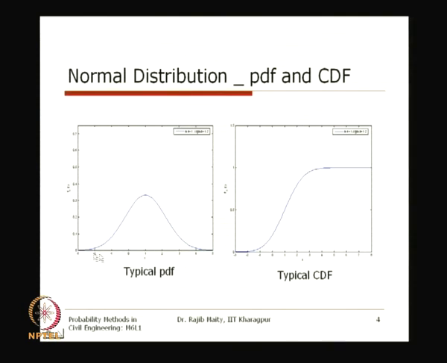Before that, this is the typical PDF of a normal distribution. It is a bell shaped curve, and it is symmetrical with respect to its mean. And its typical CDF, that is the cumulative distribution function, starts from 0 at minus infinity, gradually increases, and is asymptotic to 1 at plus infinity.